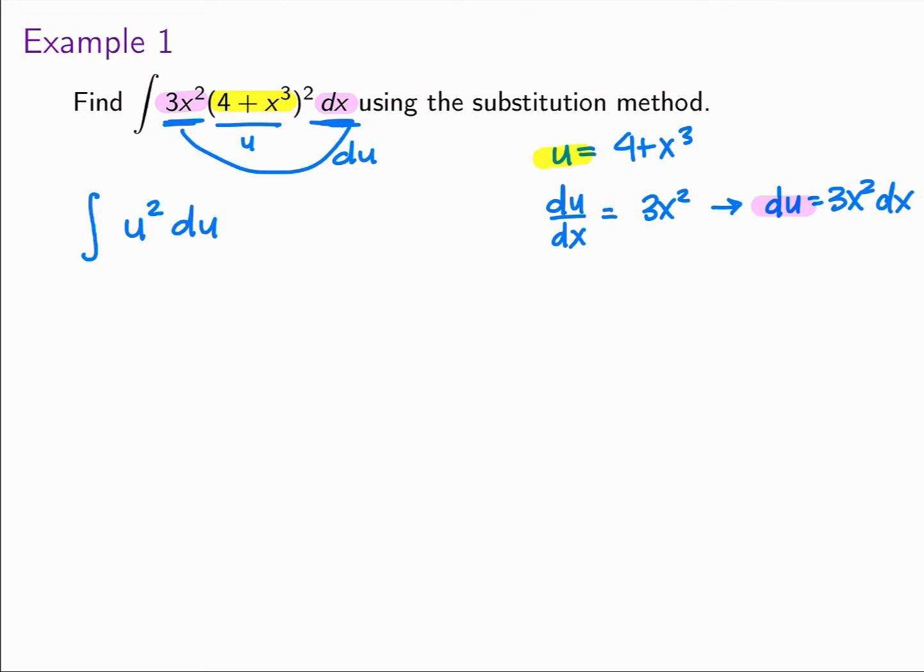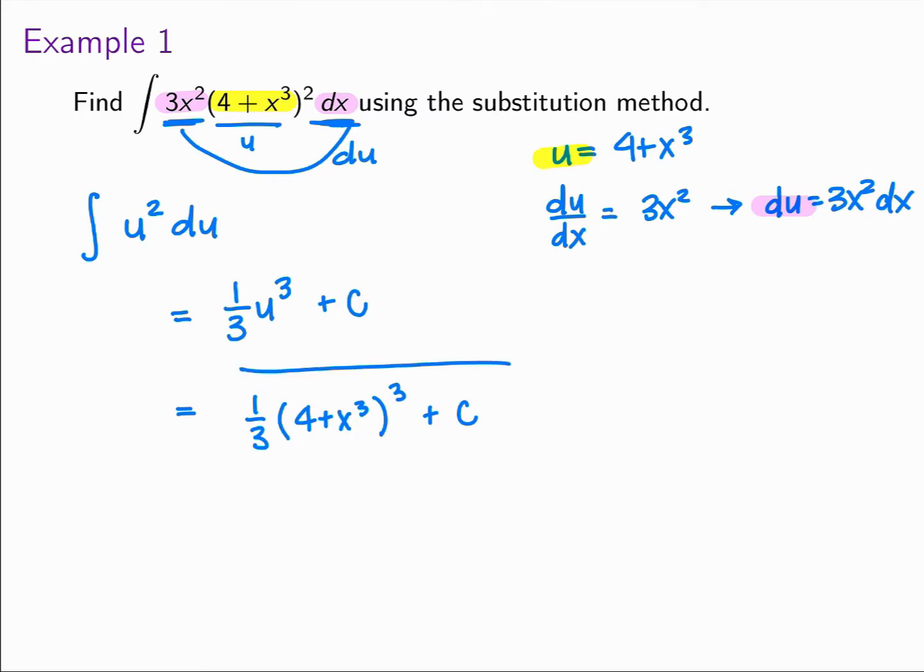So I've transferred everything over in terms of u, and I'm left with this integral that hopefully should be pretty quick for us now, because it's just integrating u squared with respect to u. So what will that end up being? Well, that's u cubed over 3, or u cubed times 1/3, technically plus c, right? But we were asked a question about x's, so I don't want to give my answer in u's, so we're going to switch back over. So that would be 1/3, and what is u? U is 4 plus x cubed, cubed, plus c. So we can see I transferred back over to being in terms of x's.